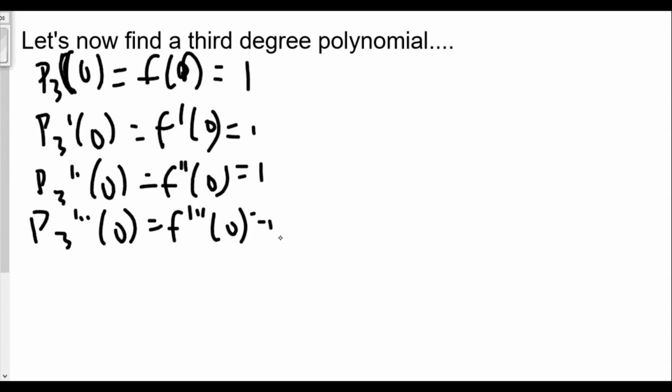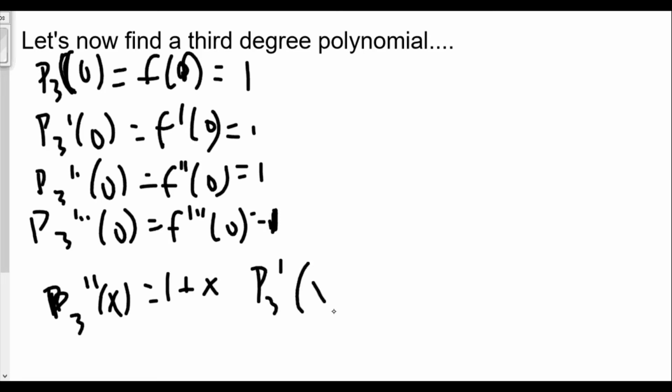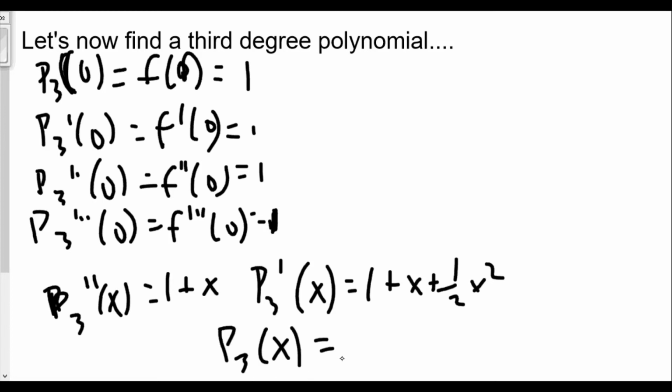We can go through the whole process, but very similar to before, p3 double prime of x is going to be 1 plus x. p3 prime of x is going to equal 1 plus x plus 1 over 2 x squared. We notice a pattern here: p3 of x is the integral of this, where c equals 1, so we get 1 plus x plus 1/2 x squared plus 1 over 6 x cubed.